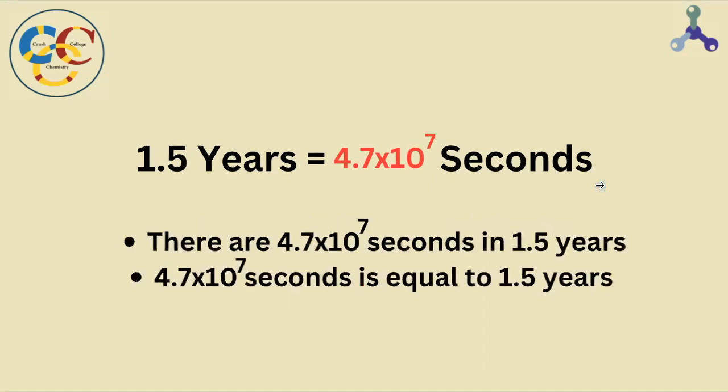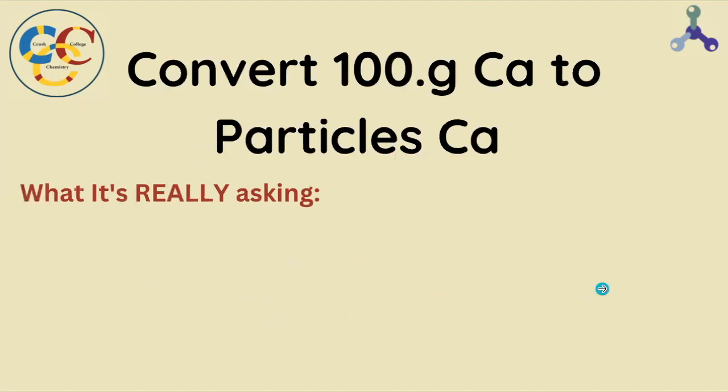Now we have our answer, but we need to state it in a way that meaningfully answers the question, especially since on an exam we may have to use our answer for a further calculation. And there are ways of saying it. There are 4.7 times 10 to the 7 seconds in 1.5 years, or that same amount of seconds is equal to 1.5 years.